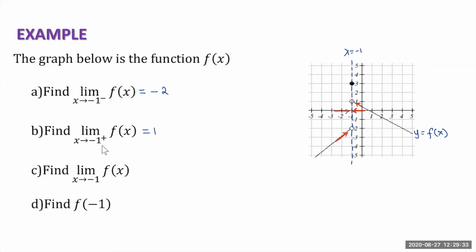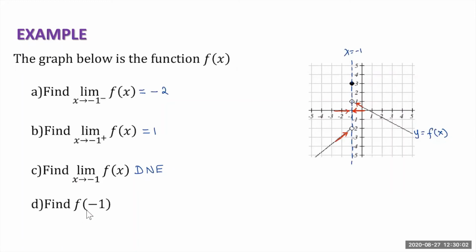So now you can clearly see the left-hand limit and right-hand limit are not equal. That means the limit as x approaches -1 of f of x does not exist. DNE, meaning does not exist, because from the left, the function approaches -2. From the right, the function approaches +1. They approach different values. So the limit does not exist.